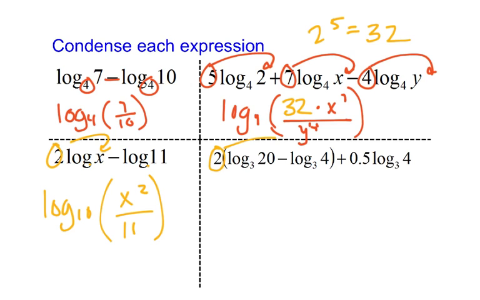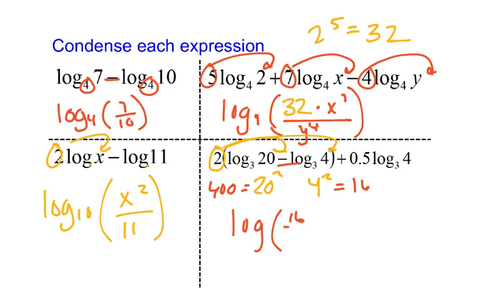This 2 here means that it's an exponent to both of these, so we're going to end up with 20 squared, but also 4 squared. 20 squared is 400, and 4 squared is 16. So we technically have a division here of a log of 400 over 16. Wait, 16 over 400. Tried to flip that around, and then times 4 to the 0.5.